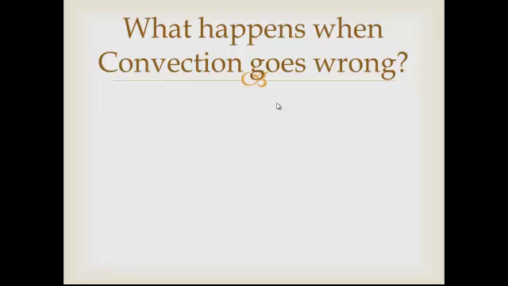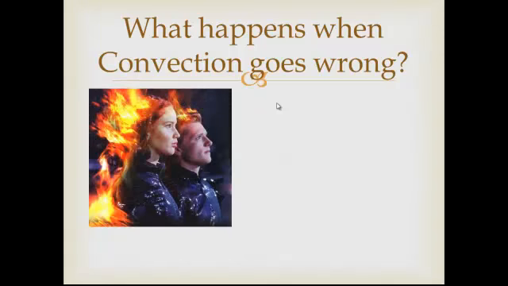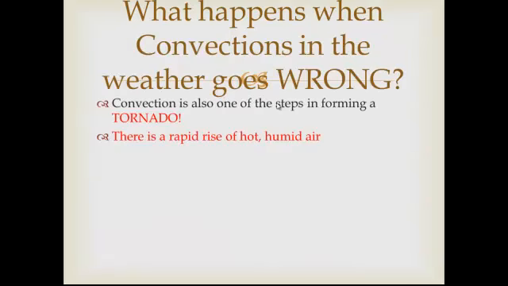What happens, though, when convection goes really, really wrong? Because it's all nice and dandy when you have your hot air, your cold air cycles, and they're working symbiotically to help each other out. But when convection goes really wrong, some natural disasters can occur. Is it when someone gets heated up and set on fire, like in the Hunger Games? Not likely. When convection patterns in the weather go really wrong, it can form a tornado.